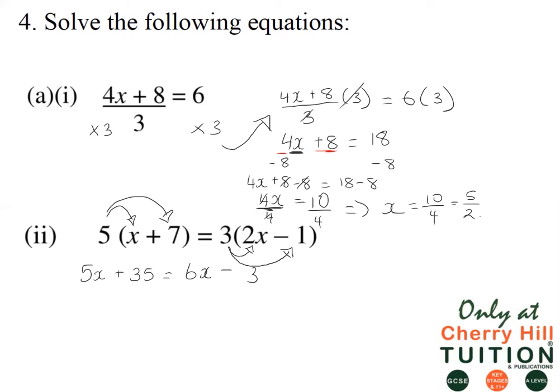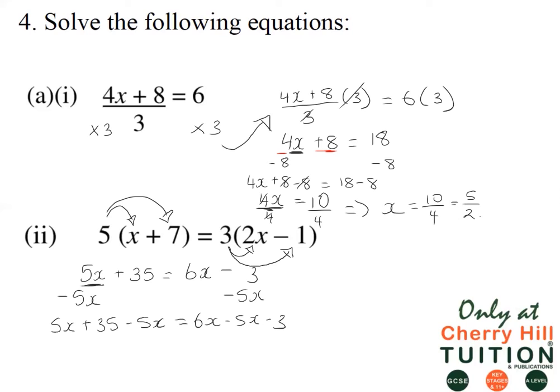So let's start by getting everything with an x on one side of the equation and everything without an x on the other side of the equation. So let's start by moving this 5x to the right-hand side. We do this by taking 5x away on both sides, leaving us with 5x plus 35 minus 5x is equal to 6x minus 5x minus 3.